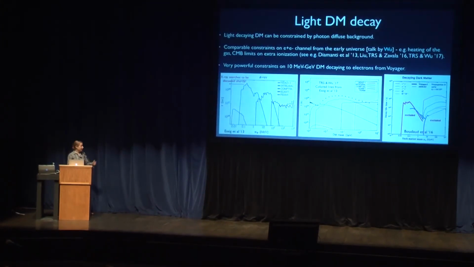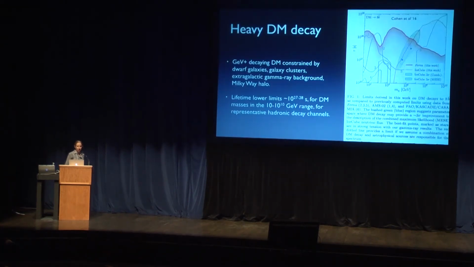So you can see the lifetime limits here. In general, for light dark matter, we can probe lifetime limits between about 10^25 seconds and 10^27 seconds, depending on the channel that it goes to. If they're photon-rich channels, the photon diffuse background is most efficient. If you're producing a lot of electrons, then Voyager and the early universe provide the best constraints.